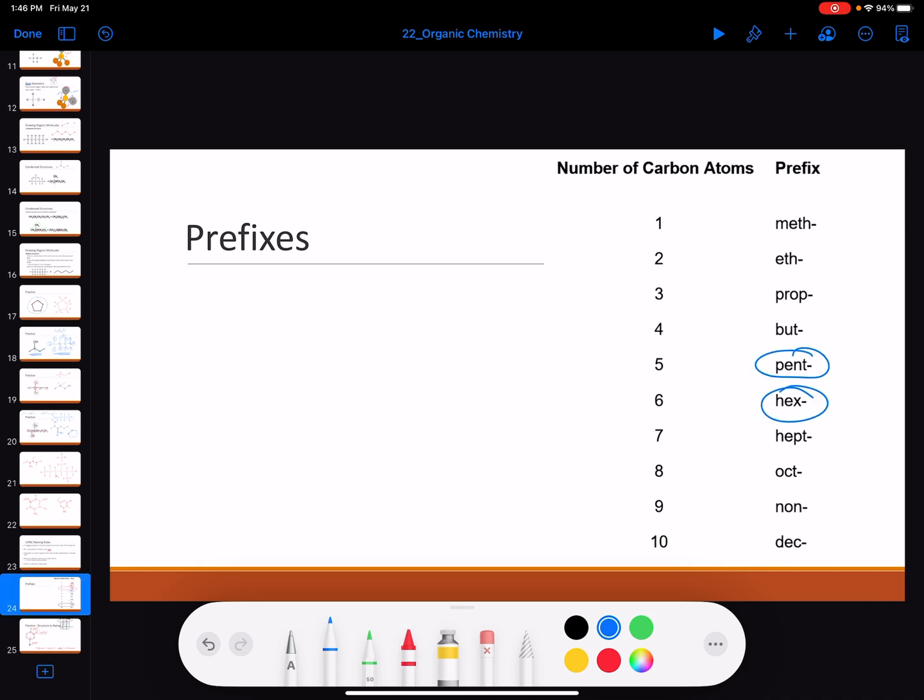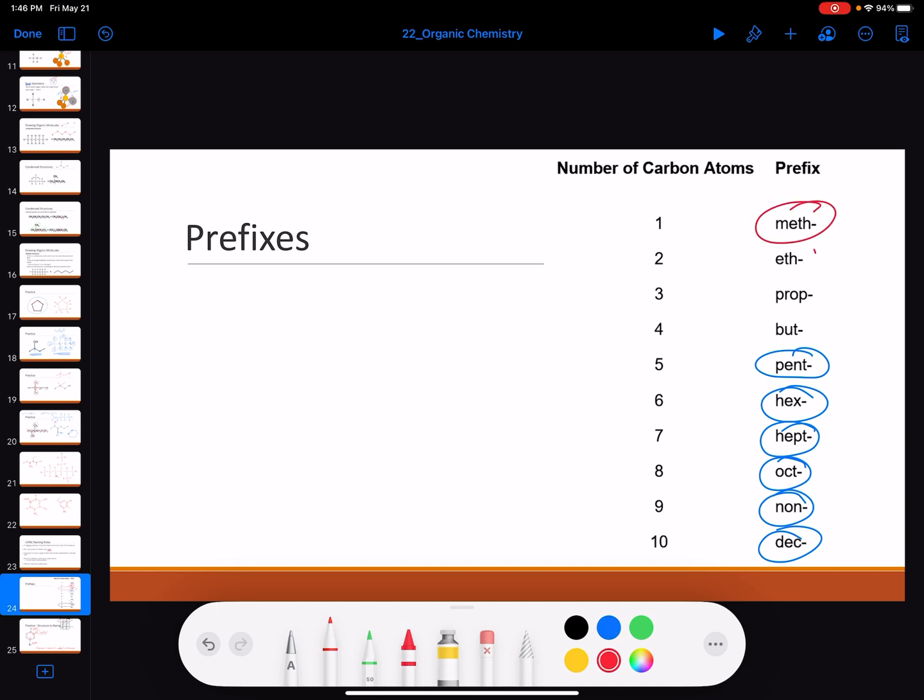Like a pentagon has 5 sides, a hexagon has 6 sides, right? Hept means 7. An octopus has 8 arms, right? Non means 9. Dec means 10. Okay, like a decade is 10 years. So those ones are pretty easy. But the first 4, you just kind of have to memorize, right?